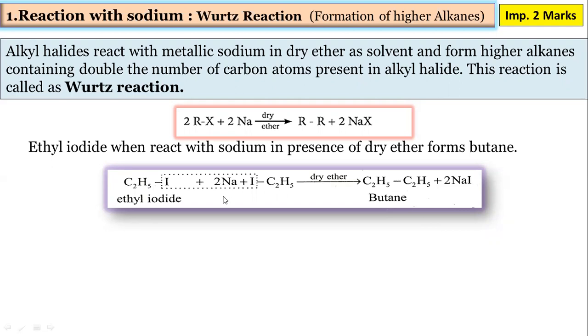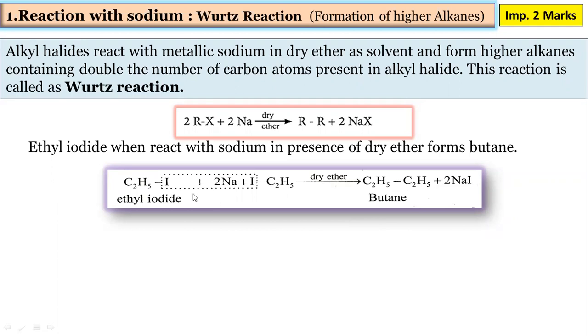This is C2H5 and this is C2H5. With 2 Na, the two iodines are removed. We get 2 NaI as a byproduct, and we get the coupling product. This is already explained in 11th standard, but in the 12th standard, one important reaction is there in this.